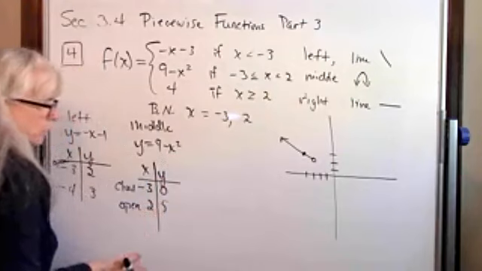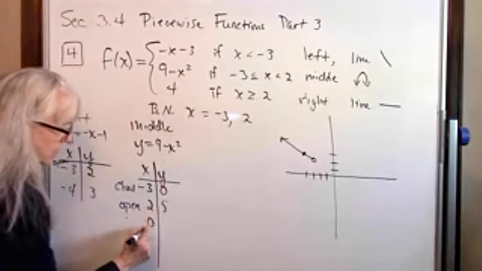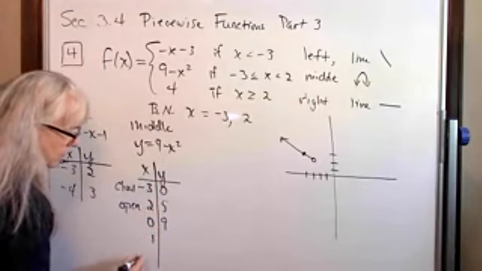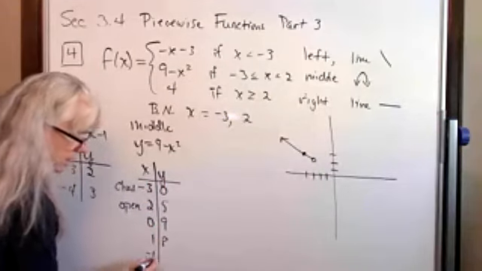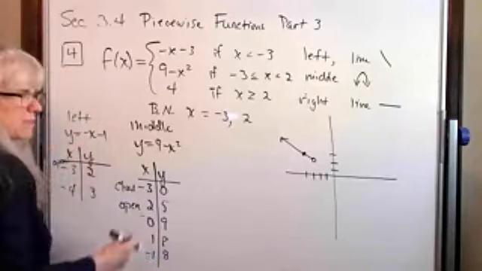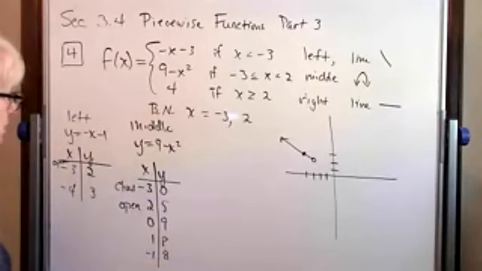Now I need a few more points than that. So I'm going to go ahead and plug in 0. I'll get a 9. I'm going to use a +1 and a -1. So I plug in a +1, I get 8. If I plug in a -1, I also get 8. And that should be sufficient to give me my U shape that I'm expecting.